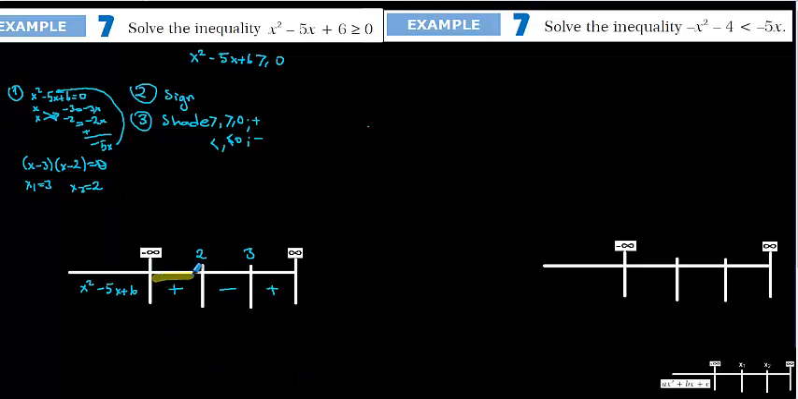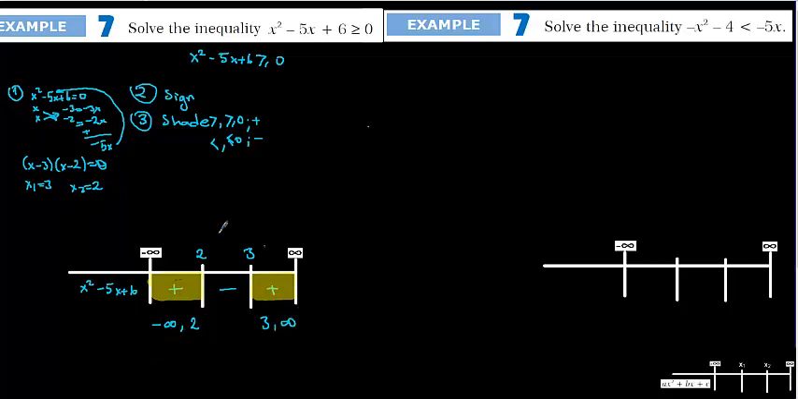Here I'm going to shade these plus sides, like this. So this is our solution. And with respect to this one, I'm going to write the solution set. If I ask you which part is shaded, you will easily say between minus infinity and minus 2, minus infinity and 2, sorry, and 3 and infinity.